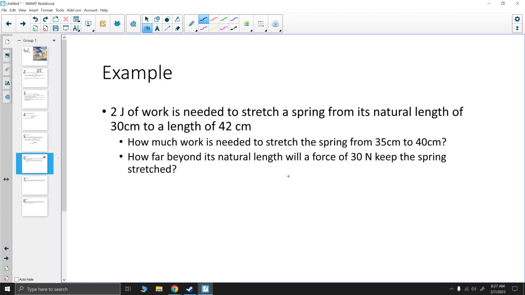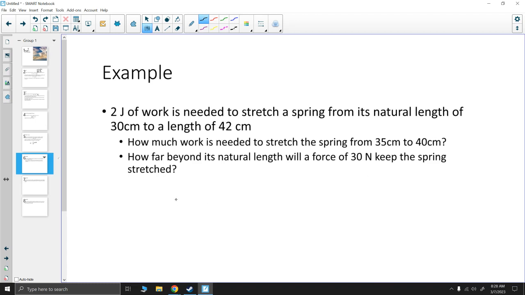So let's take a look at our first example. 2 joules of work is needed to stretch a spring from its natural length of 30 centimeters to a length of 42 centimeters. How much work is needed to stretch the spring from 35 to 40, and how far beyond its natural length will a force of 30 newtons keep the spring stretched? So let's start with this first problem here. How much work is needed to stretch the spring from 35 to 40?